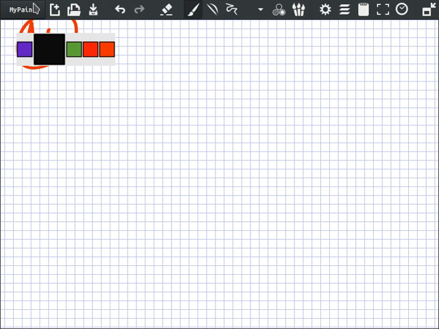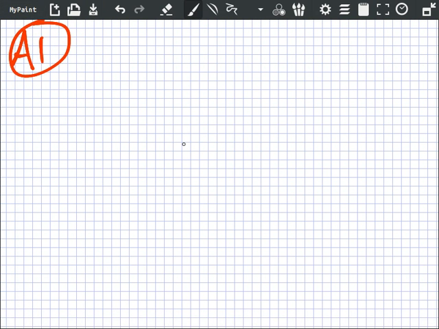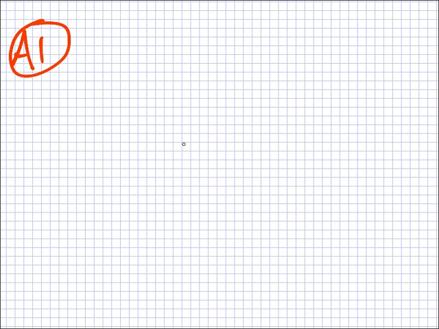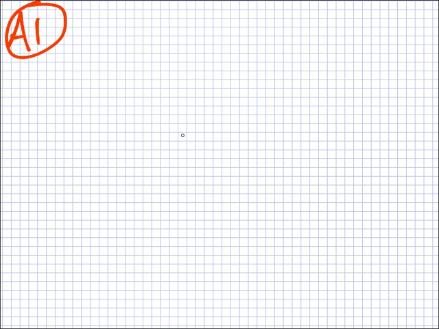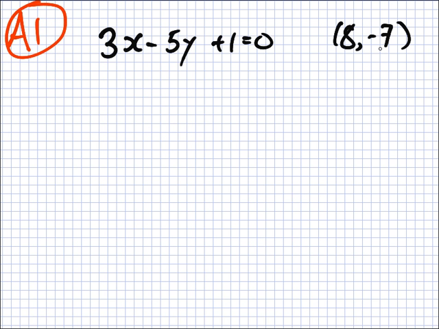Okay, so like I was saying, we'll go through it now. So the first one, A1. I would like you to write this down, because you can have it in your notes for revision later. Find the equation of the line which is perpendicular to the line 3x minus 5y plus 1 equals 0 and passes through (8, -7).